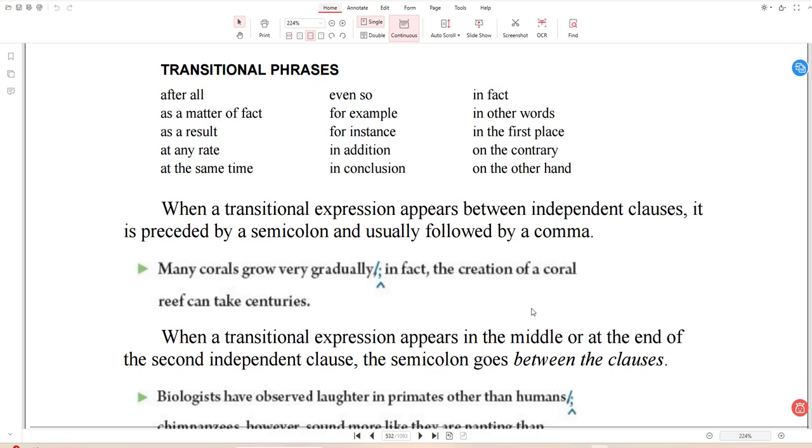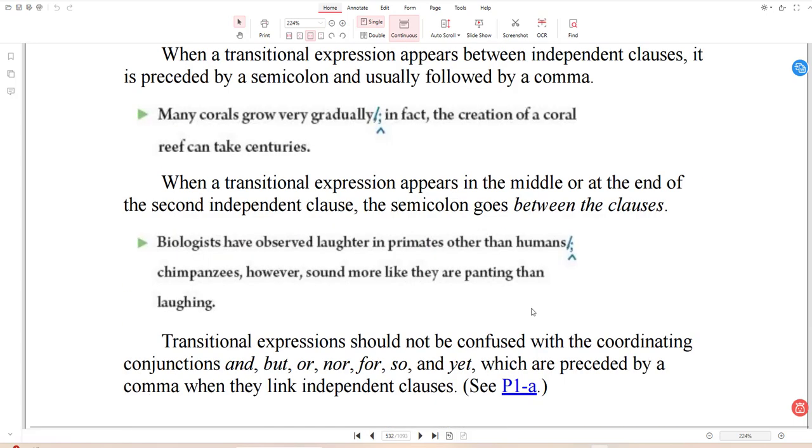When a transitional expression appears between independent clauses, it is preceded by a semicolon. Many corals grow very gradually; in fact, the creation of coral reefs can take centuries.